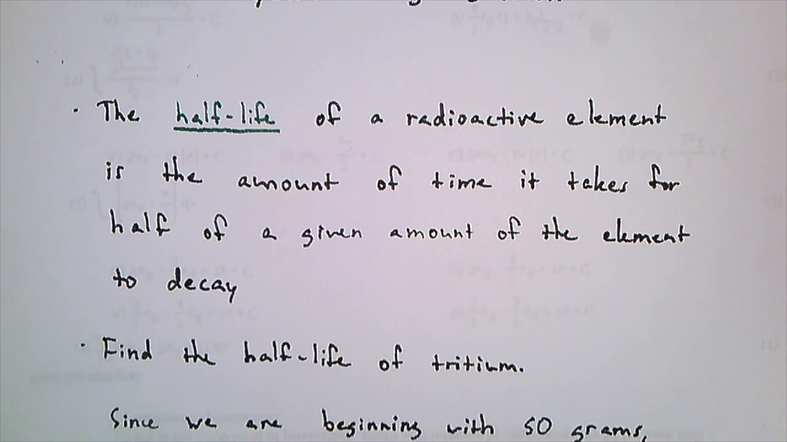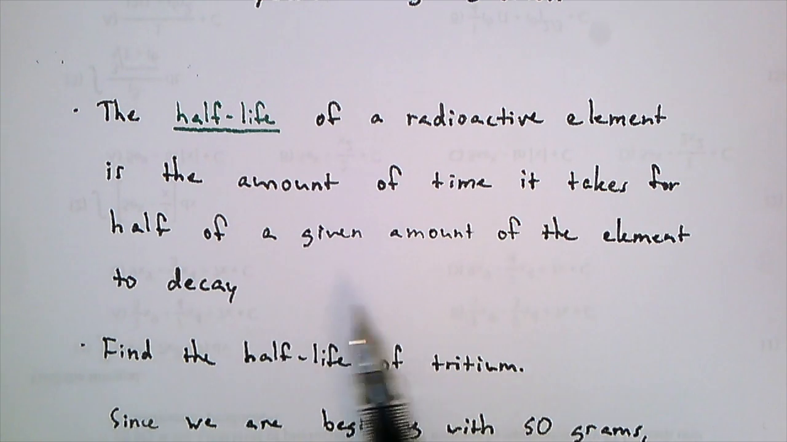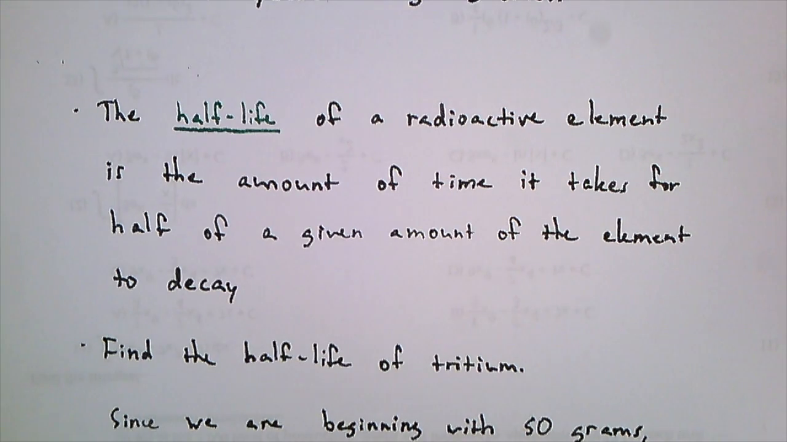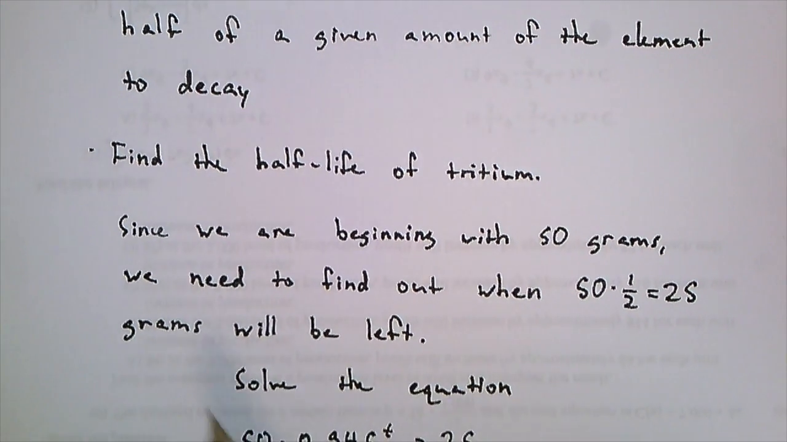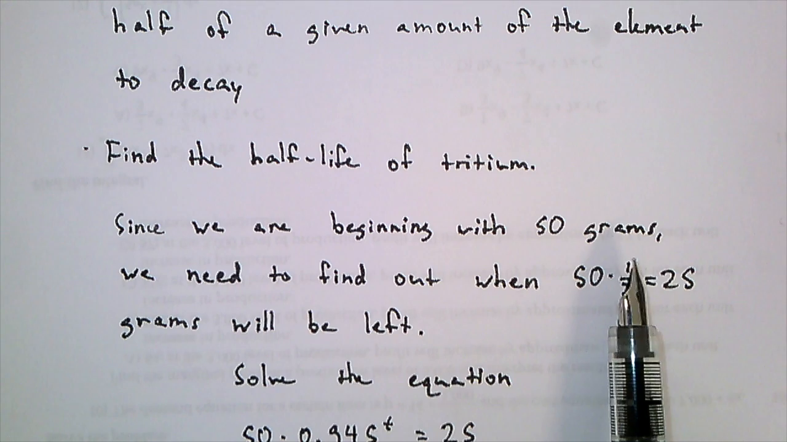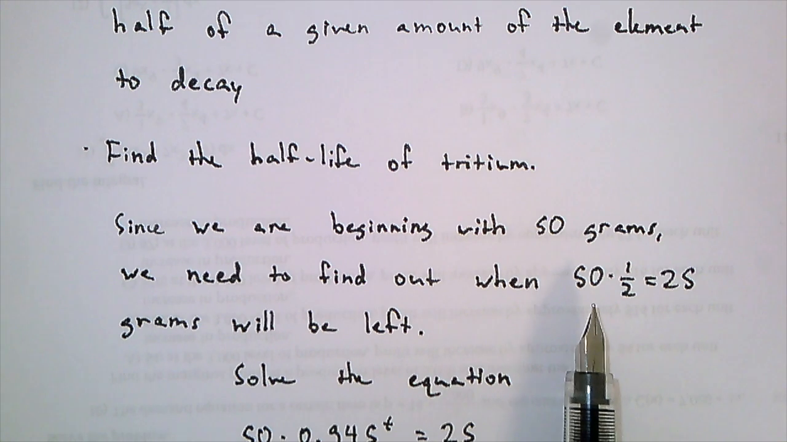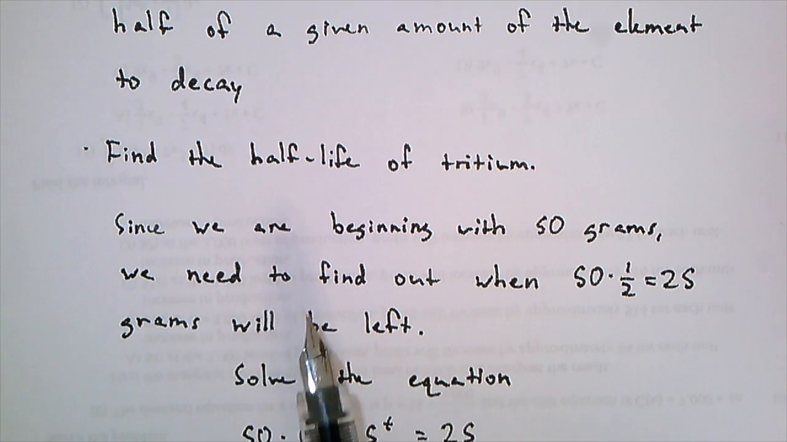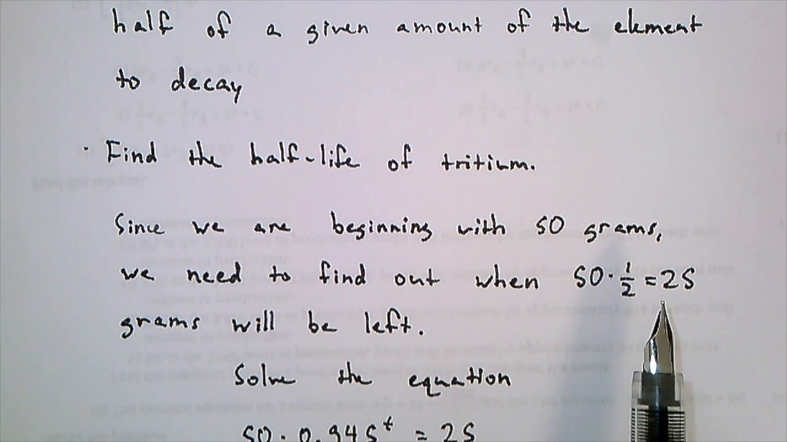Next, you will learn how to find the half-life of a radioactive element. The half-life of a radioactive element is the amount of time that it takes for half of a given amount of the element to decay. So let's find the half-life of tritium. Since we are beginning with 50 grams, we need to figure out how long it'll take for half of it to decay, so we multiply 50 by a half and get 25 grams. So we need to figure out how long it'll take to go from 50 grams down to 25 grams.